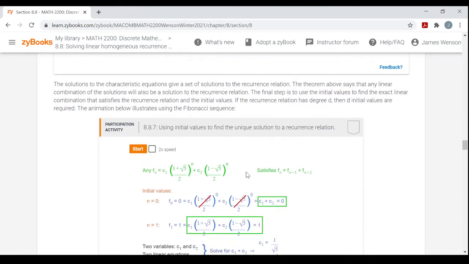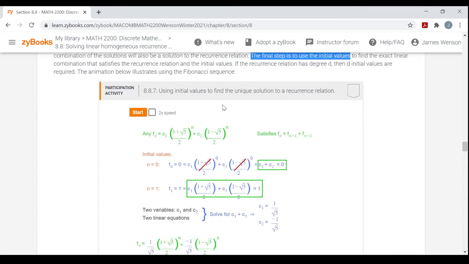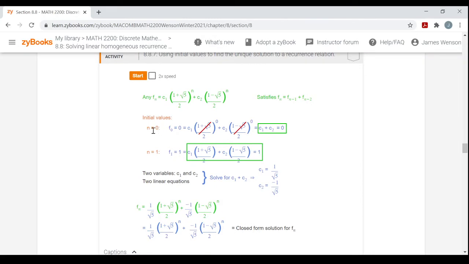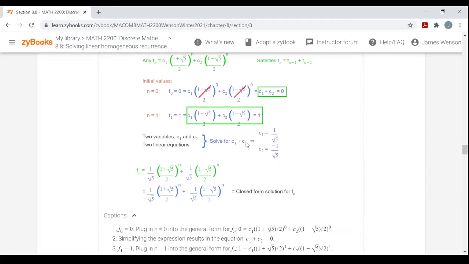All right. And then they say, okay, now that we have the general solution, the final step is to use the initial values to find the exact linear combination that satisfies the recurrence relation and the initial values. So I'll let you read through this one here. They plug in n equals 0 and n equals 1, remember we need F0 to be 0 and F1 to be 1, and then they get a system of equations involving the constants and solve for them.